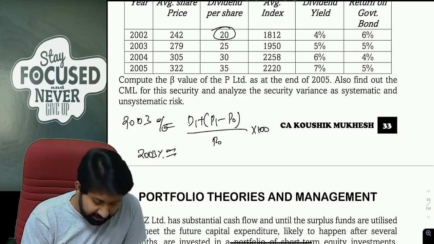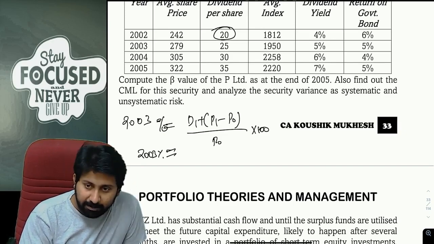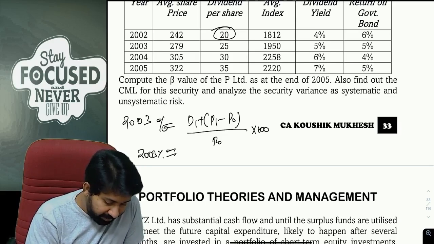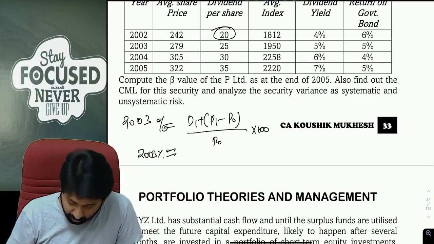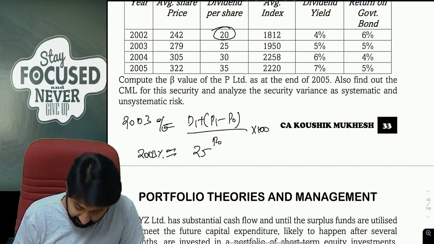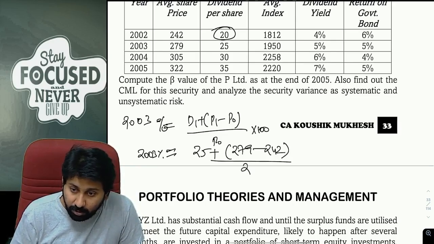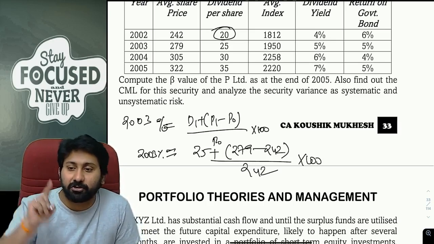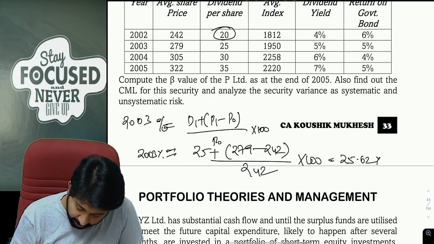So D1 is how much? 25. Don't take 20. D1 plus P1, 279, minus P0, whole divided by 242, into 100. How much? 25.62. How did I calculate? 25 plus 279 minus 242, whole divided by 242, into 100. For that, the 2002 information is given. Am I clear? So this comes to 25.62%.